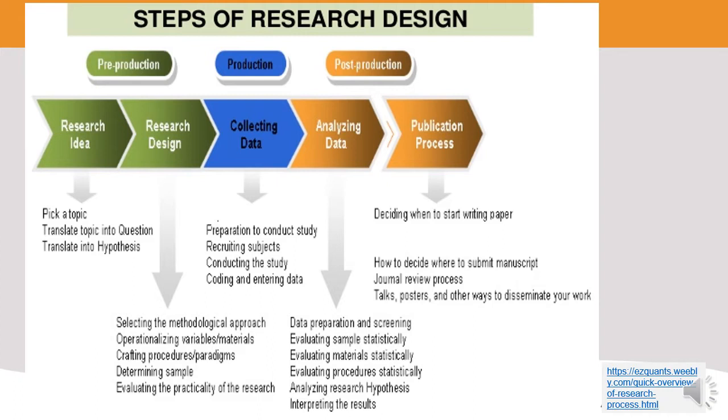The second step in the pre-production phase is to really work out the nitty-gritty stuff of your research design. Once you have formulated your research question, you need to select your methodological approach. You need to decide how you're going to operationalize your variables, how you're going to develop your materials. You need to craft procedures. You need to determine how large your sample is going to be. And you might need to do a pilot study in order to determine whether your research is practical.